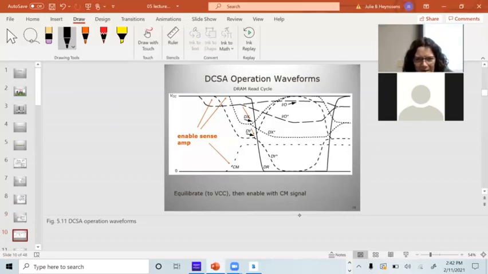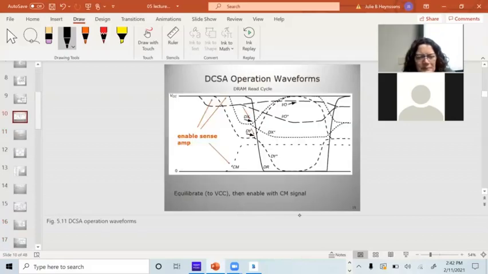We've got the timing on the DCSA output waveforms. Again, this is sub-clock cycle timing. This is not something you need to memorize.